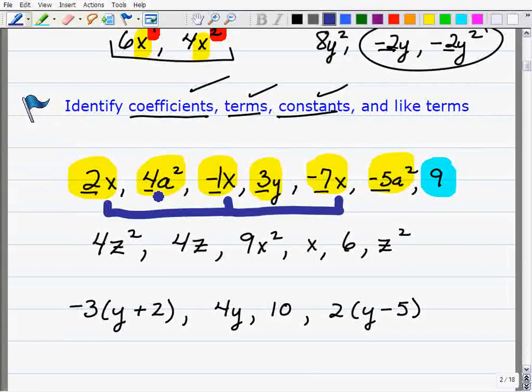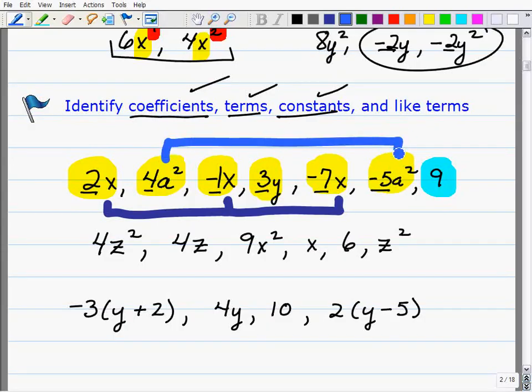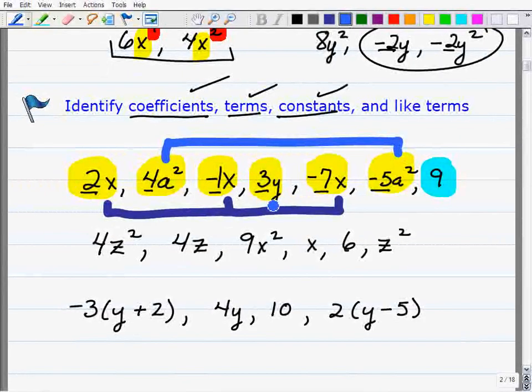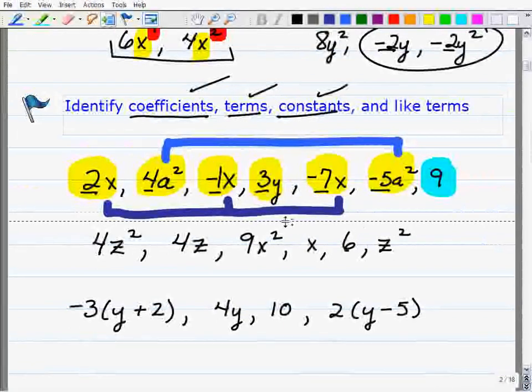Okay, how about 4a squared? Let's use a different color. Is there any other a squares here? Yes, this is negative 5a squared. Okay, because they both have a squared, these two terms would be considered like terms. All right, so that leaves us with 3y. Can we match up 3y with anything? No. So 3y doesn't have any like terms as far as this list of terms goes.